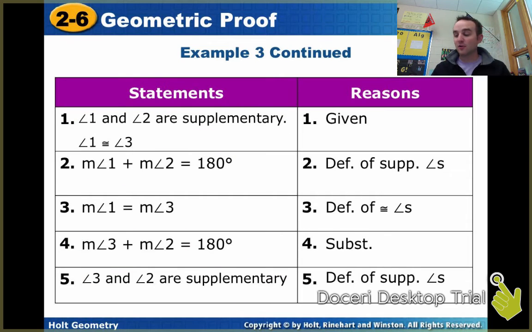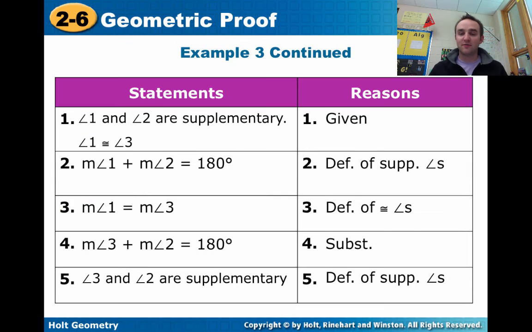Same thing with definition of congruent angles. In this case, we went from they are congruent to they are equal, but in the last example we went backwards. We went the other way. We went from they're equal to they are congruent. So we can do that both ways with our definitions.